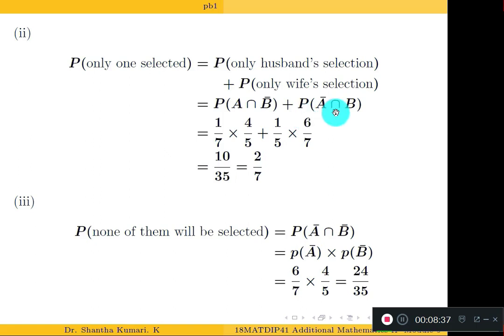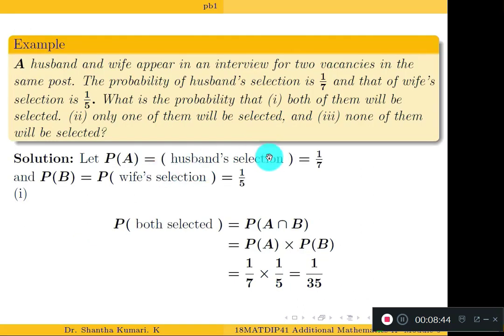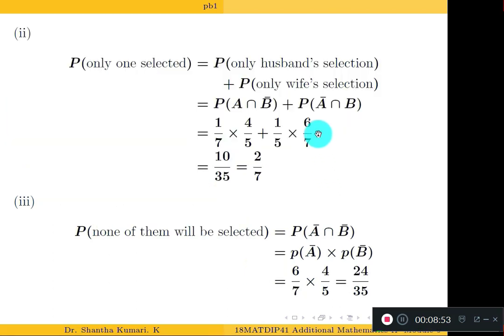Plus this probability is P of A complement into P of B. And how to find P of A complement? Go to P of A. It is 1 by 7. So P of A complement becomes 1 minus 1 by 7, which is 6 by 7. It is written here, order is interchanged, don't worry. This is P of A complement and P of B is 1 by 5, given. Once you write the notations and substitute, you can easily calculate. Answer is 2 by 7.